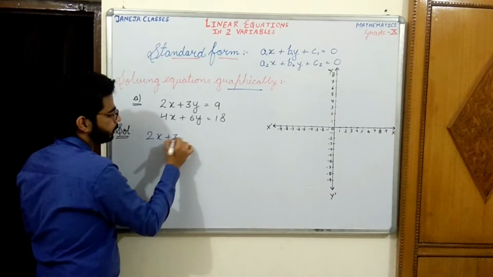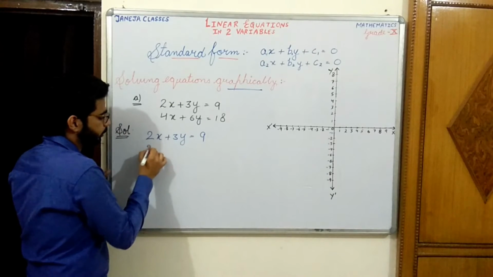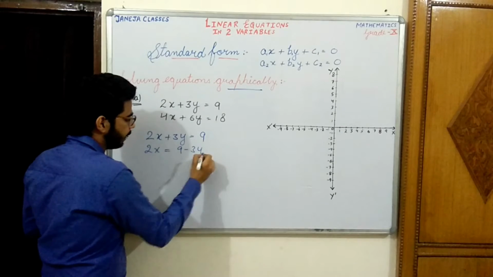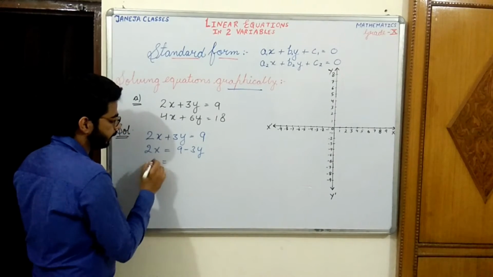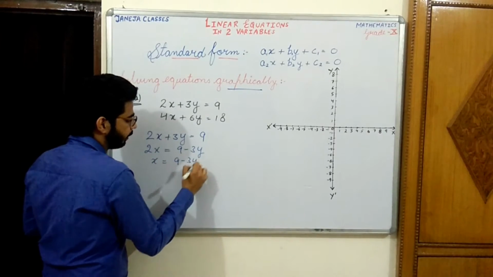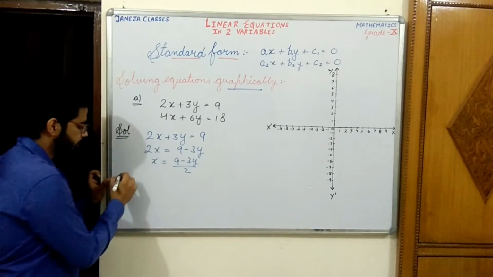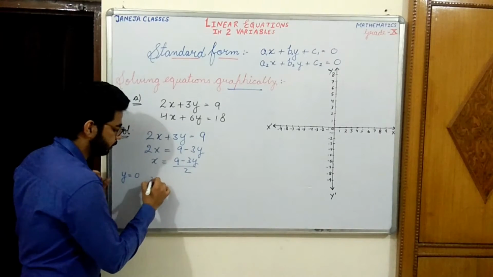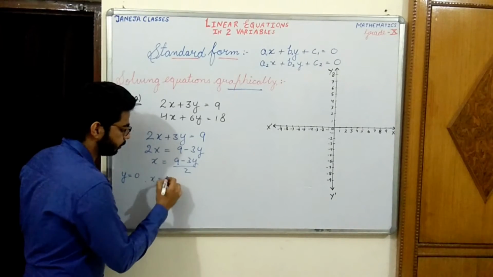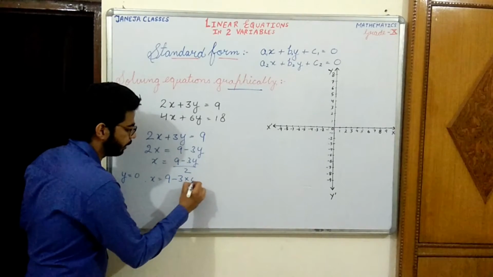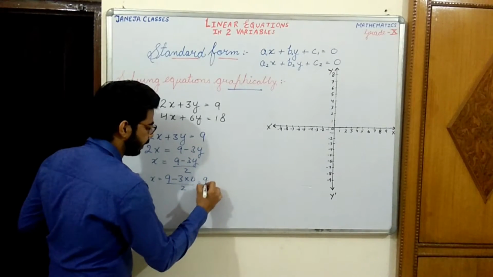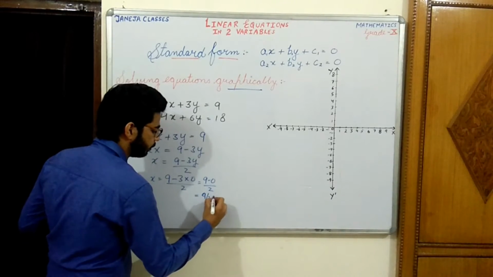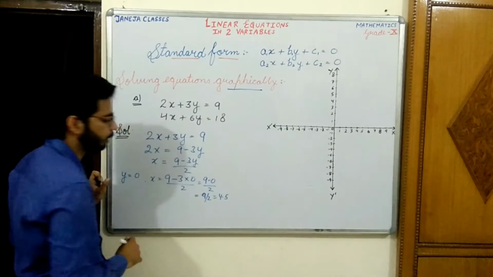2x plus 3y is equal to 9. So just by taking this plus 3y to that side, it will become minus 3y. After that we can take this 2 also to that side. It will be like x equals 9 minus 3y upon 2. Now we have to take values of y. I have taken the first value as 0. So it will be 9 minus 3 multiplied by 0 upon 2, which is 9 by 2, and that is 4.5. So we got the answer of 4.5.